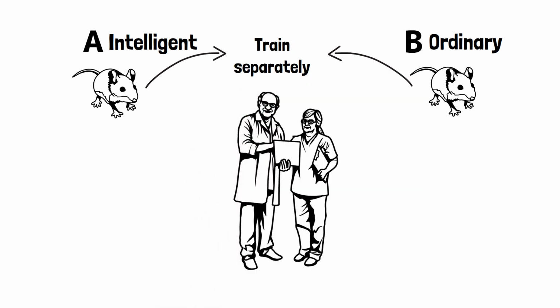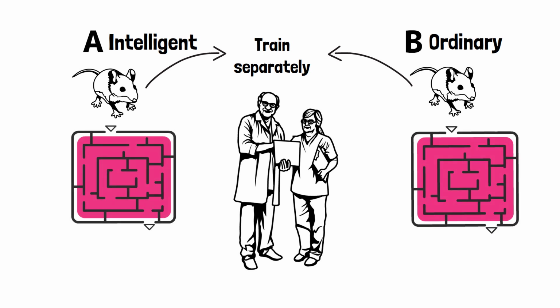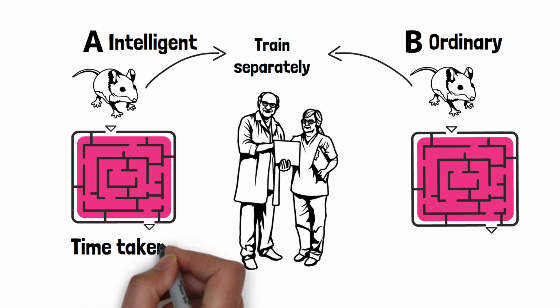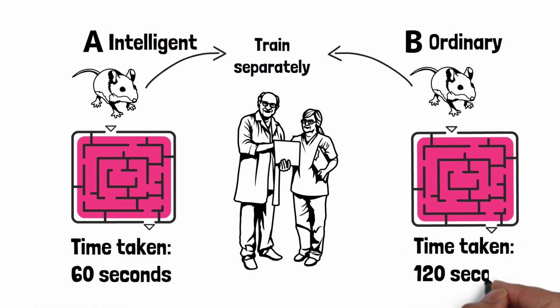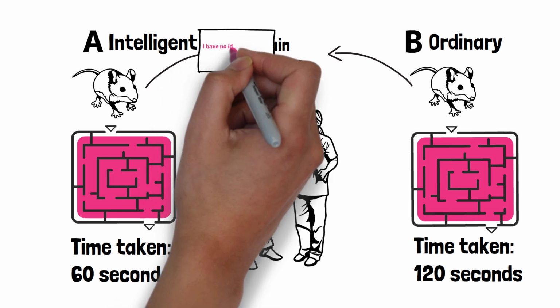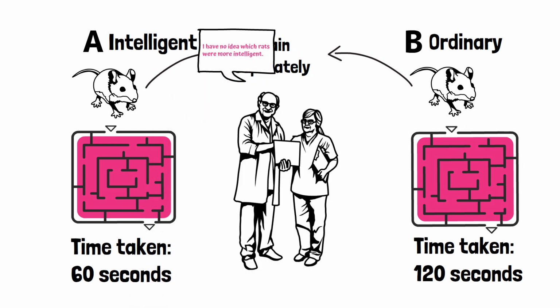After a period of training, Professor Rosenthal tested both groups of rats by having them navigate a maze. The results showed that the rats in Group A were significantly smarter and completed the maze much faster than the rats in Group B. In reality, Rosenthal had assigned the rats to each group randomly and had no idea which rats, if any, were more intelligent.